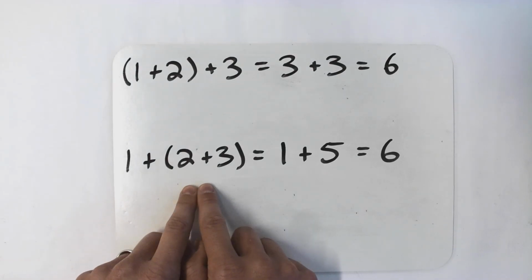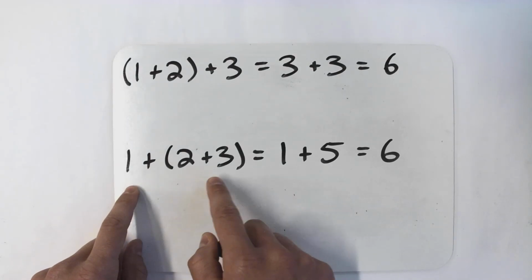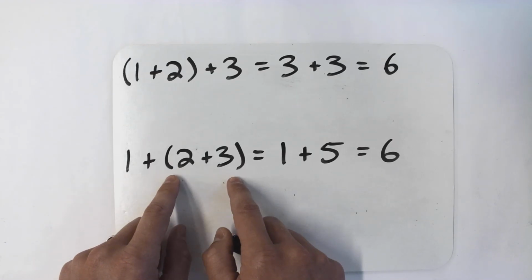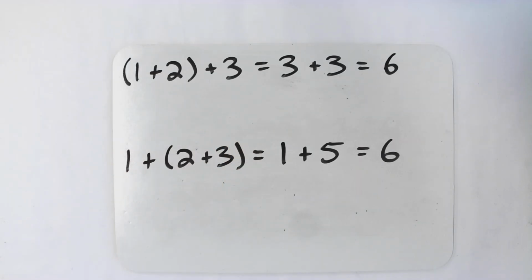Whereas with the second example for both, I still had 1 plus 2 plus 3. I didn't move them, right? I just associated the 2 and 3 together. That's what those brackets are meaning. So then that created the situation where I had 1 plus 5, and then obviously that still equals 6.